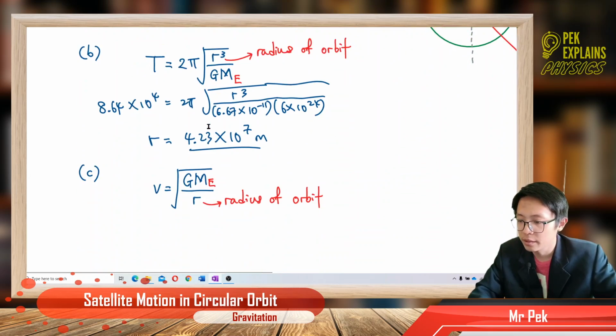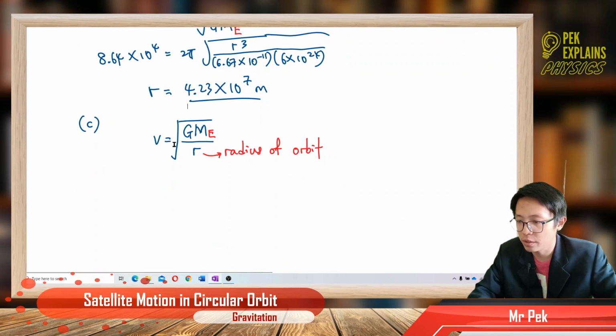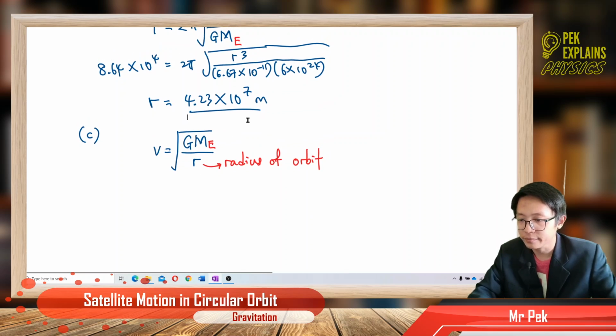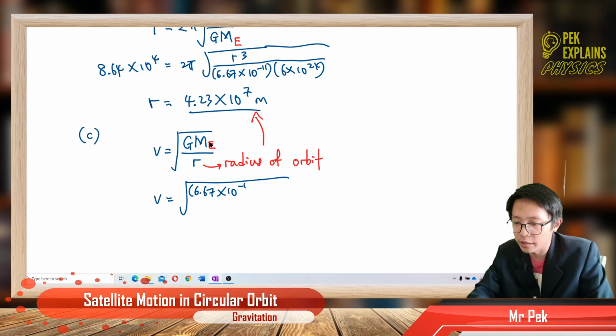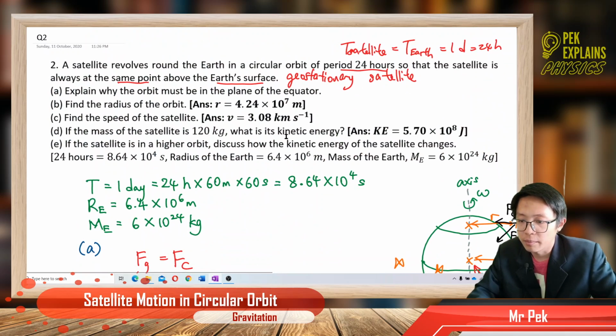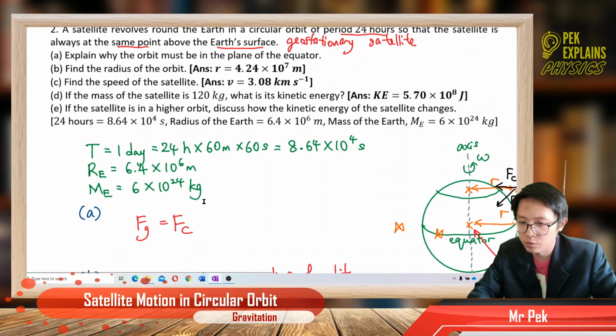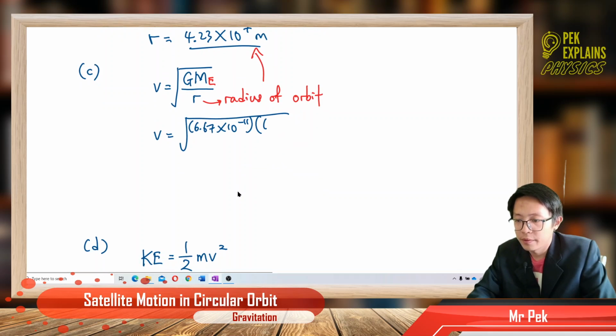Okay, easy. Speed of satellite is square root of GM over r. r also is the radius of orbit, and we already got the radius of orbit, so just substitute the values. This is the mass of Earth. So what are you waiting for? Just substitute the value: 6.67 exponent negative 11, mass of Earth 6.24 exponent 24, and the radius of orbit we got just now.